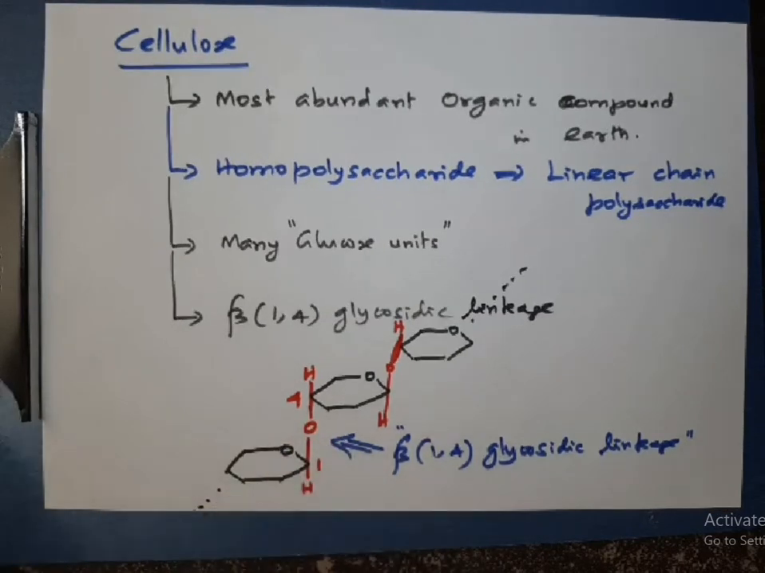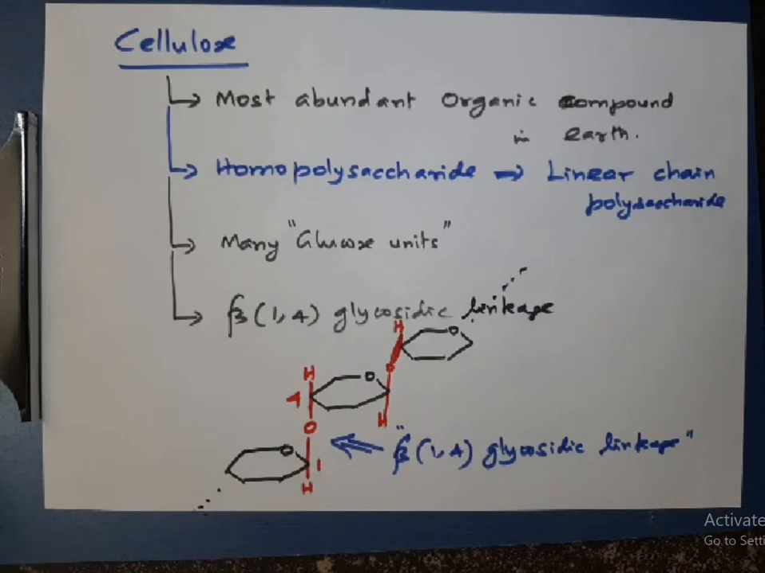That's why we should not take vegetables directly. We should cook, we should hydrolyze it, and then take it. If you take it directly, we don't have sufficient enzymes to break this glycosidic linkage, so you will get some stomach issues.